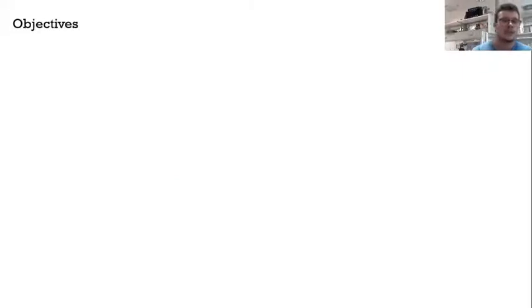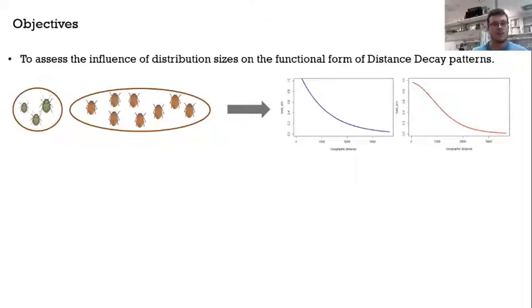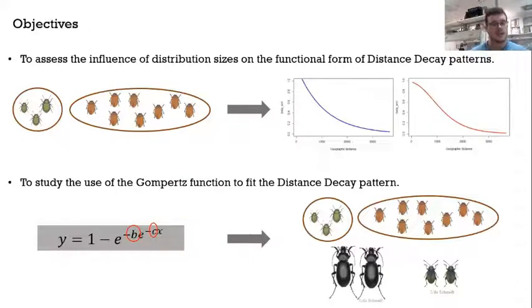The objectives of this work are to assess the influence of the species distribution size and the functional form of the distance decay pattern, and study the use of the Gompertz function to fit the distance decay pattern. We also want to try to give the Gompertz parameters a biological interpretation.